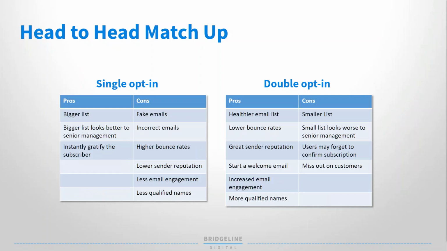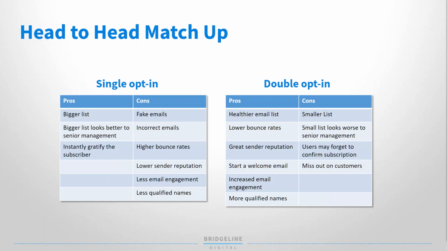So for the single opt-in method, the pros are a bigger list, which looks better to senior management. You're capturing more names without having new subscribers jump through hoops. And lastly, you can instantly gratify a new subscriber with new content. For the single opt-in cons, you might get fake emails or emails with syntax errors, which result in higher soft and hard bounce rates, a lower sender reputation, less email engagement, and ultimately less qualified names. It's honestly not quite as dramatic as I'm making it sound, but regardless, those are still the issues.